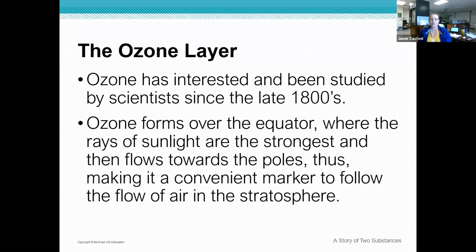So the ozone forms there because that's where most of the UV light is hitting. That's where the ozone is being produced, and then it flows towards the poles from there. So we can really watch how the air in the stratosphere changes as we watch this change in ozone occurring.